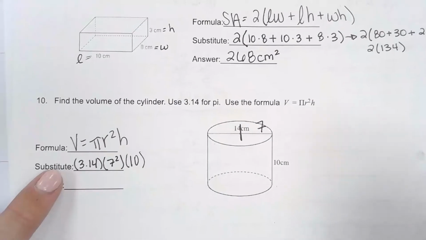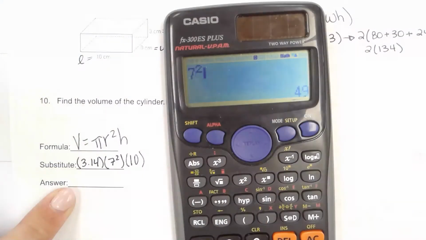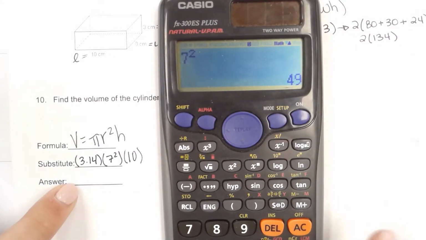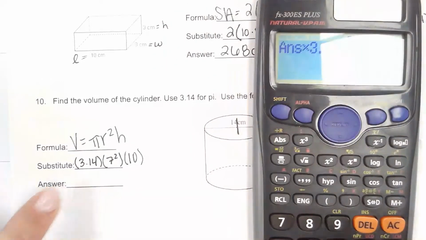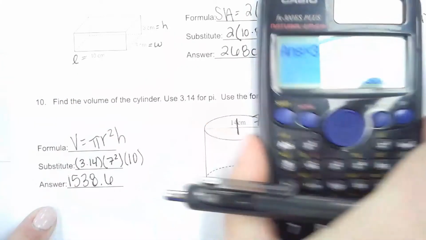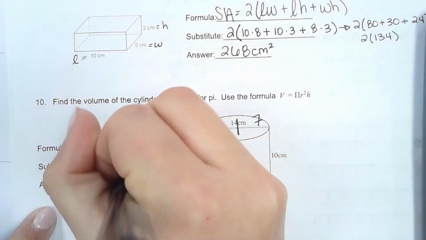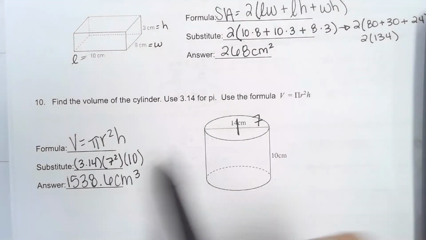And then we can just start simplifying. So I have to take 7 squared first, which is 49, times my 3.14 times my 10. And I get an answer of 1,538.6. And this is volume, so it's going to be centimeters cubed. Volume is always cubed. Area is squared, volume is cubed.